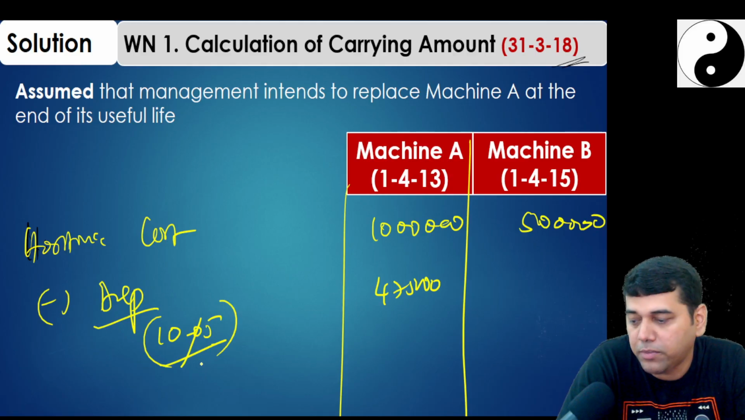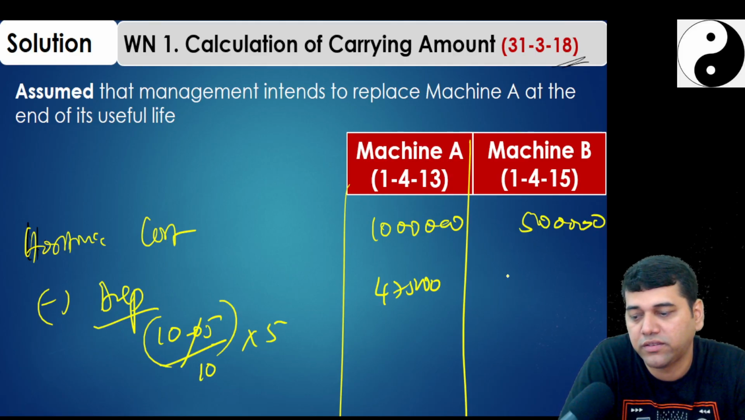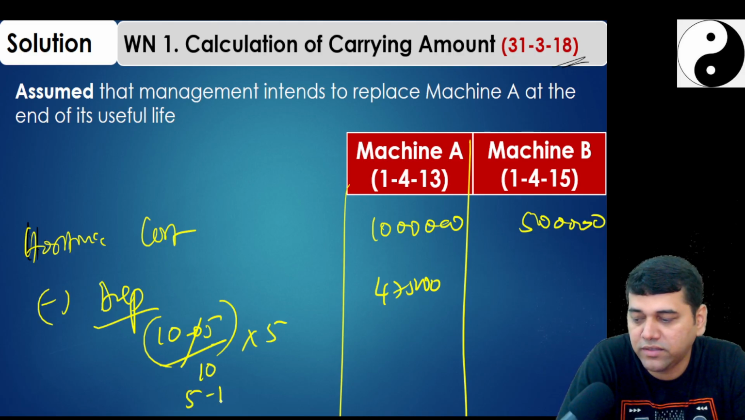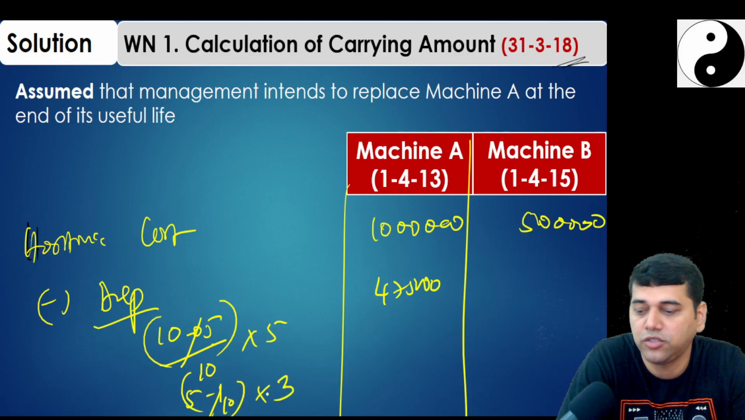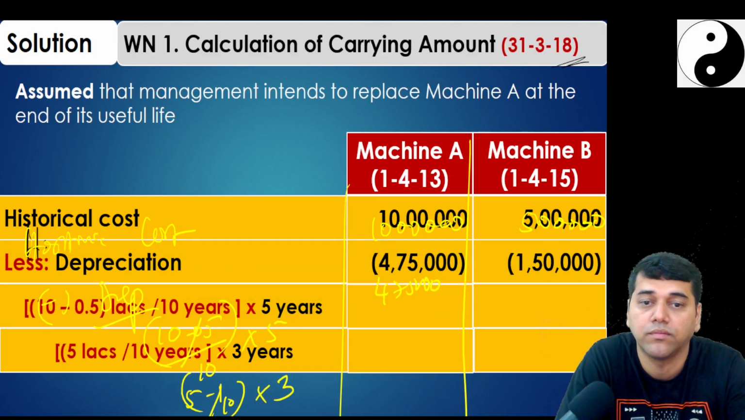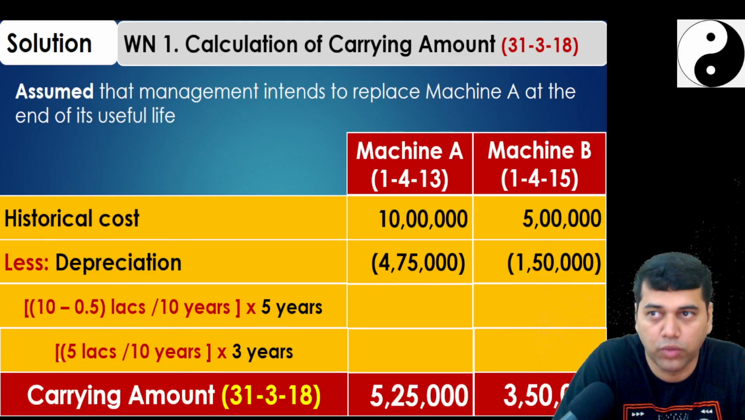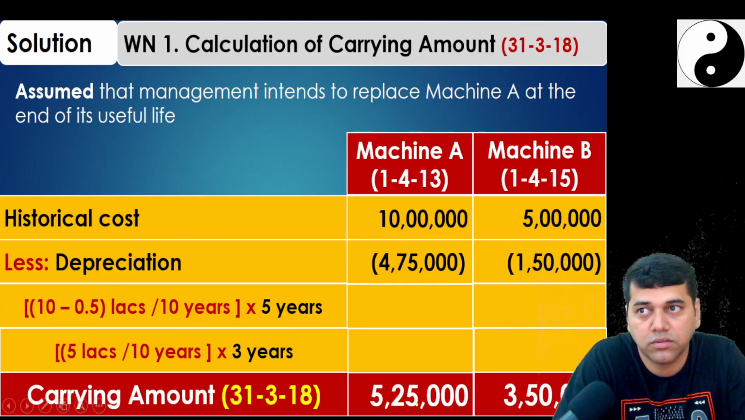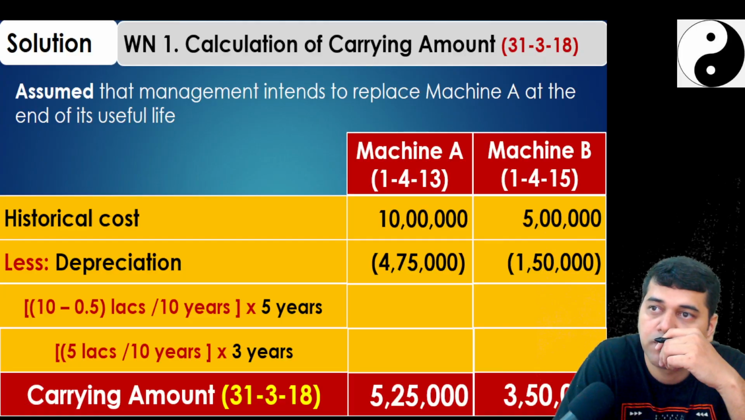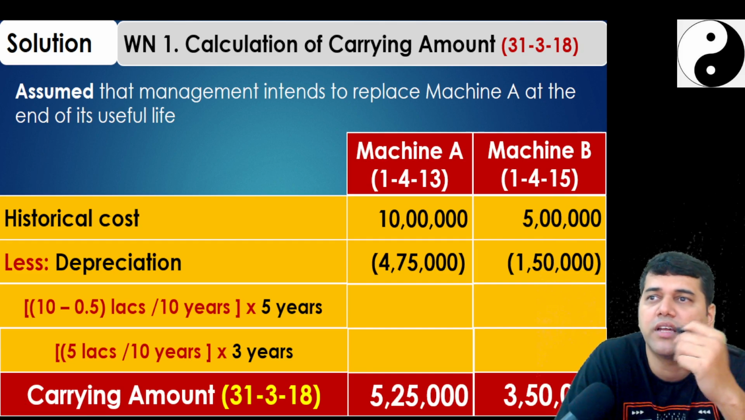Now how? You got 10 minus 0.5, scrap is there, divided by 10 years into 5 years. Similarly, how much does it come to for this machine B? 5 minus 0 divided by 10 years into 3 years, 1.5. Yes, so you got this. And we did it as working note 1 because I wanted this number after calculation. Which way are we? They said it will not earn cash now on its own.